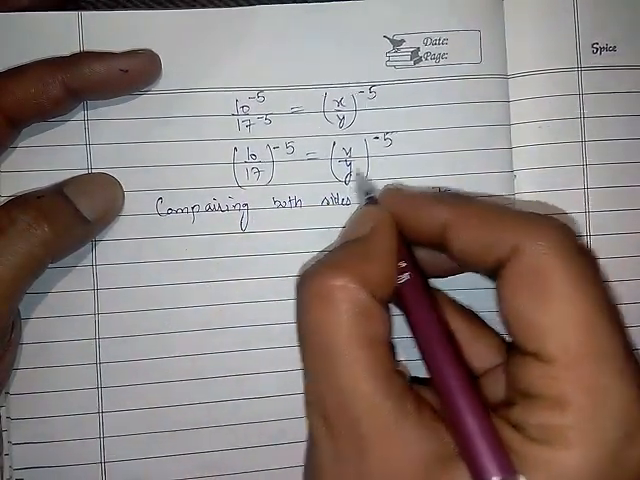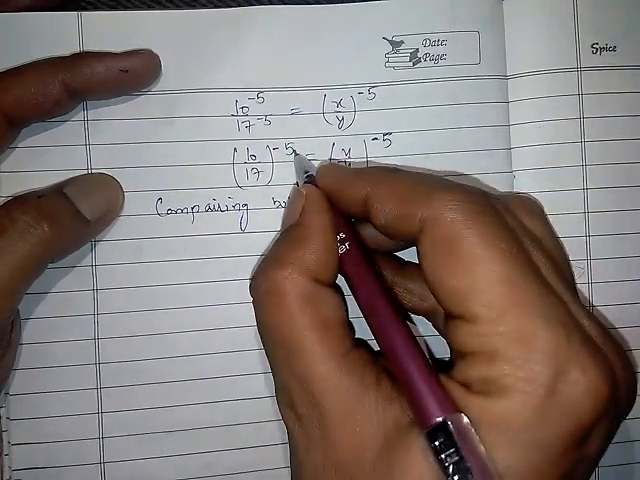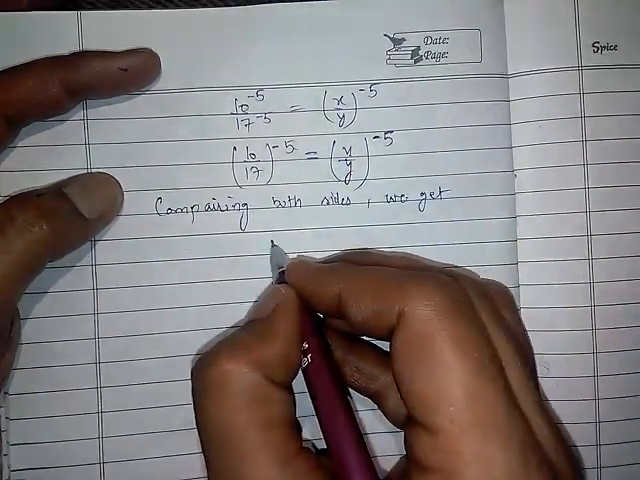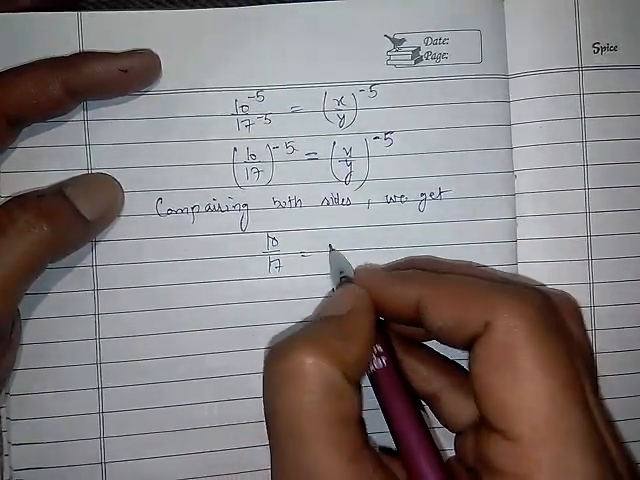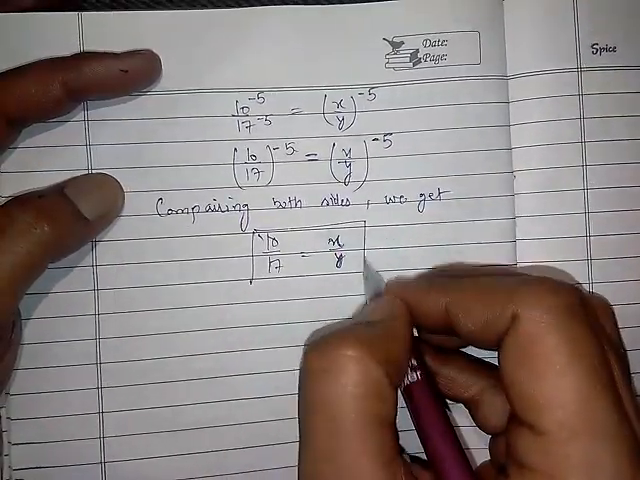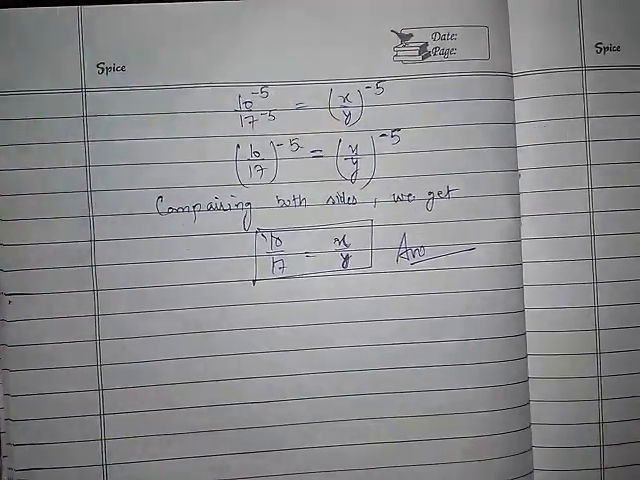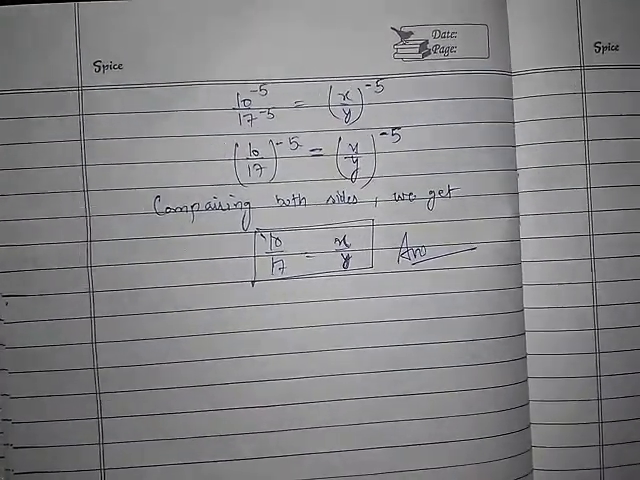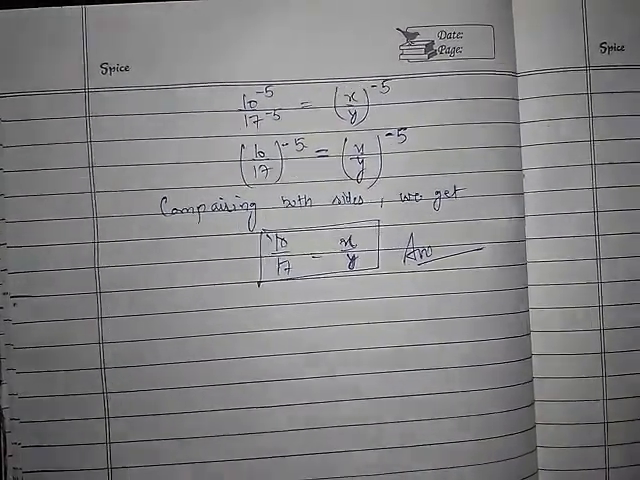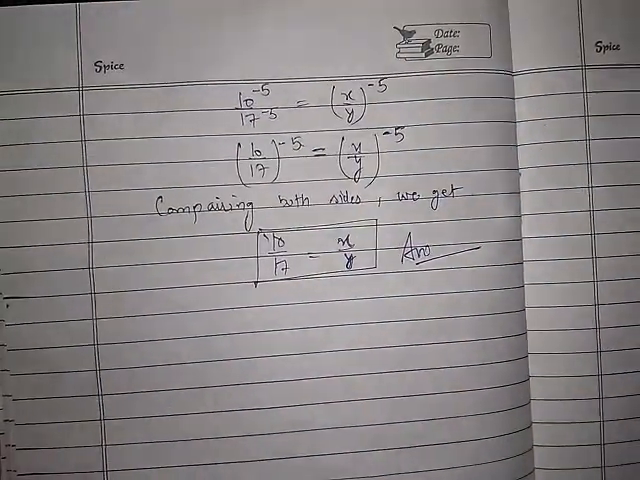So if the bases are same, power should be same. And now this time you are having same powers, value is equal, it means bases should be same. So you keep in your mind these two rules. Okay, and this will give you your final answer. So x upon y will be equal to 10 upon 17. That is your final answer. Okay, I hope you have understood this.